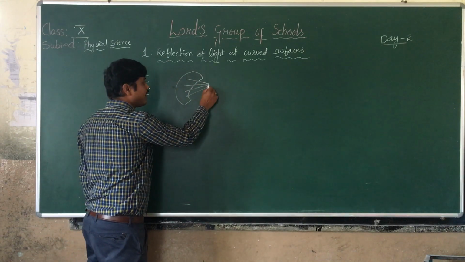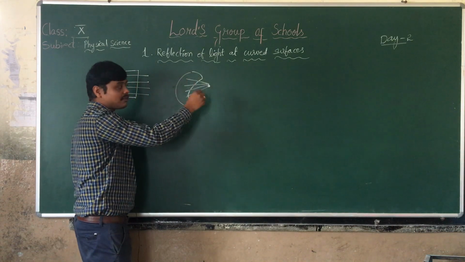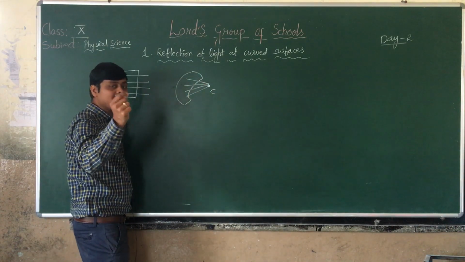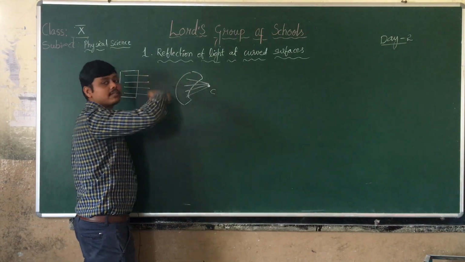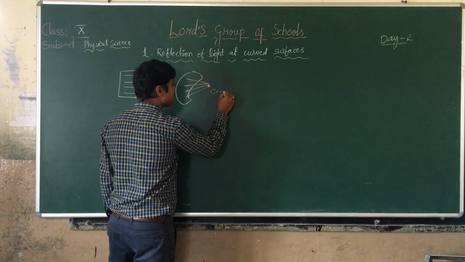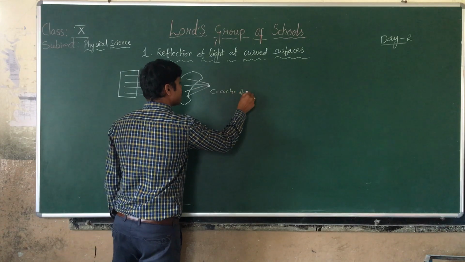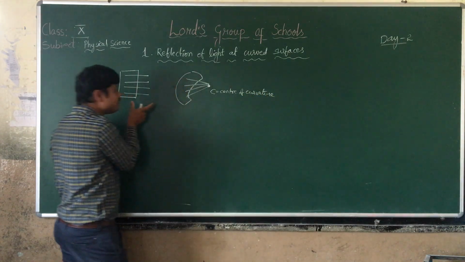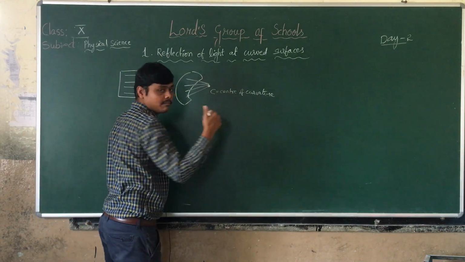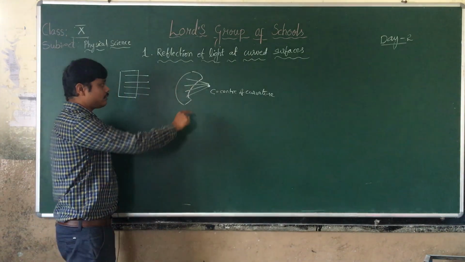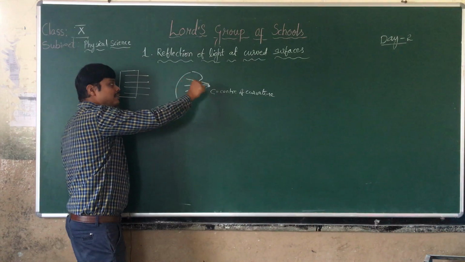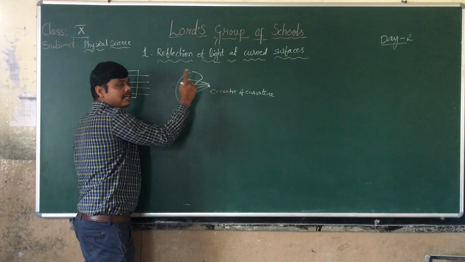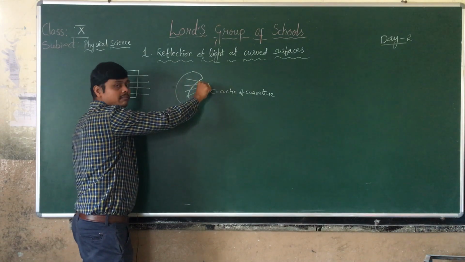The point where all the normal lines are meeting is called C, which means center of curvature of this curved surface. What is meant by C here? Center of curvature. See here, we are discussing this activity to define center of curvature. Remember that point. All these nails are meeting at one point, and all the normals are meeting there.